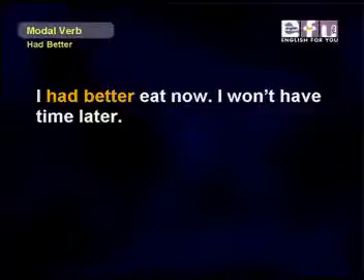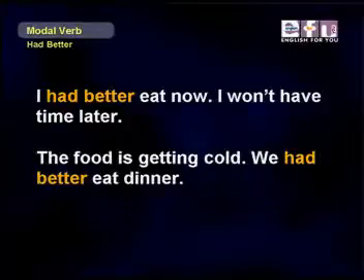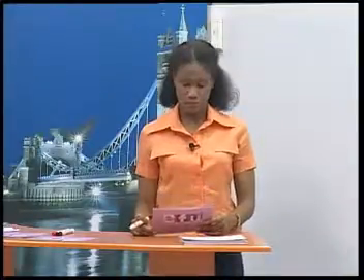Let's look at some examples. I had better eat now. I won't have time later. The food is getting cold. We had better eat dinner. So the positive form is had better. The negative form is had better not.